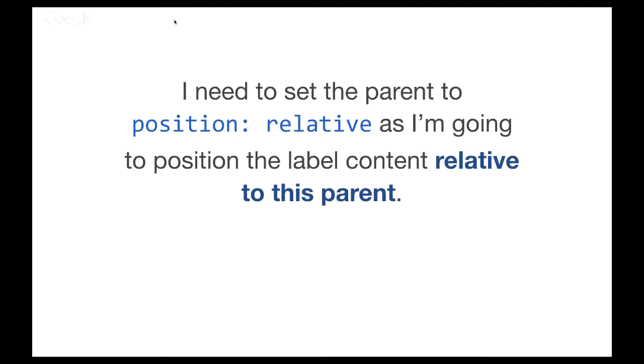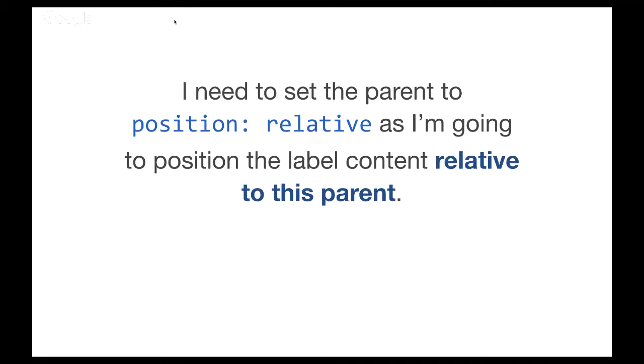So I need to set the parent to position relative. And the reason why we're going to do that is we're going to set the label itself to absolute, but we want it to be relative to the parent. Now, for those that aren't familiar with positioning in CSS, if you set something to absolute, it will look up through the document tree and try and find something else with position. And if it can't find some other element with positioning, it will go to the very root element, which is the body element, and position itself against that.